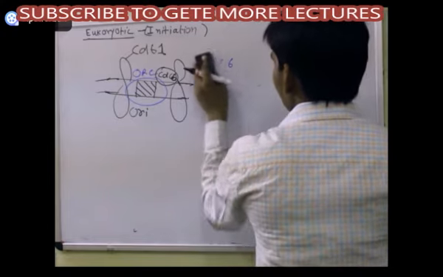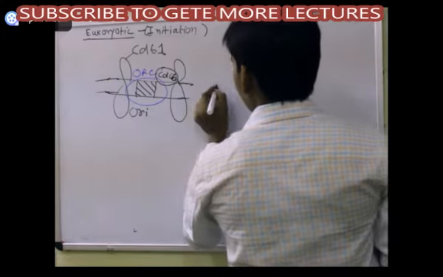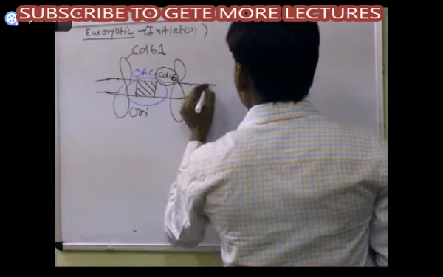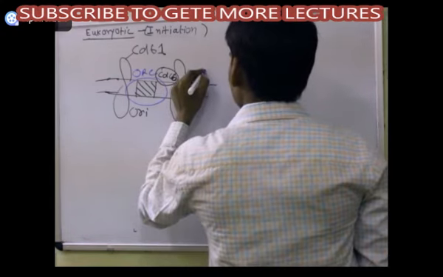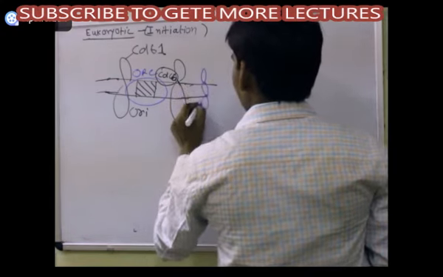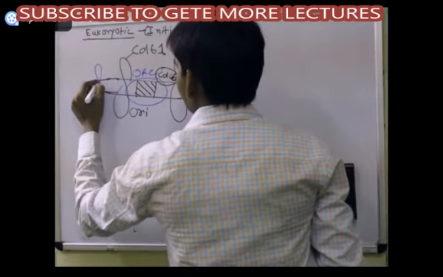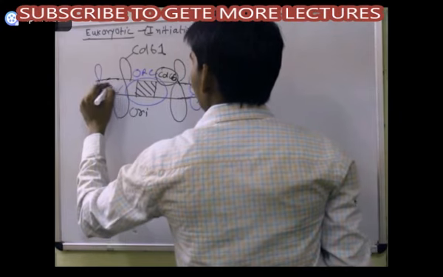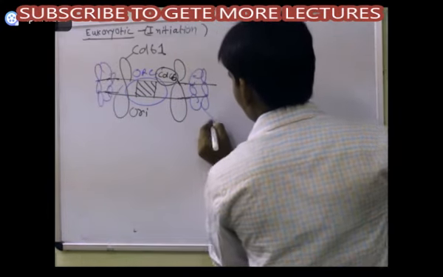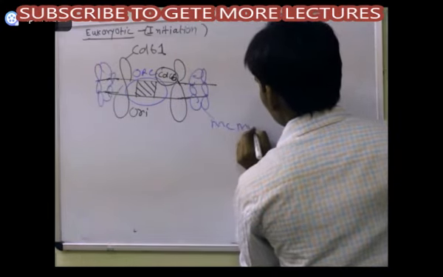Then what will happen? This is the heterohexamer protein, MCM 2 to 7.